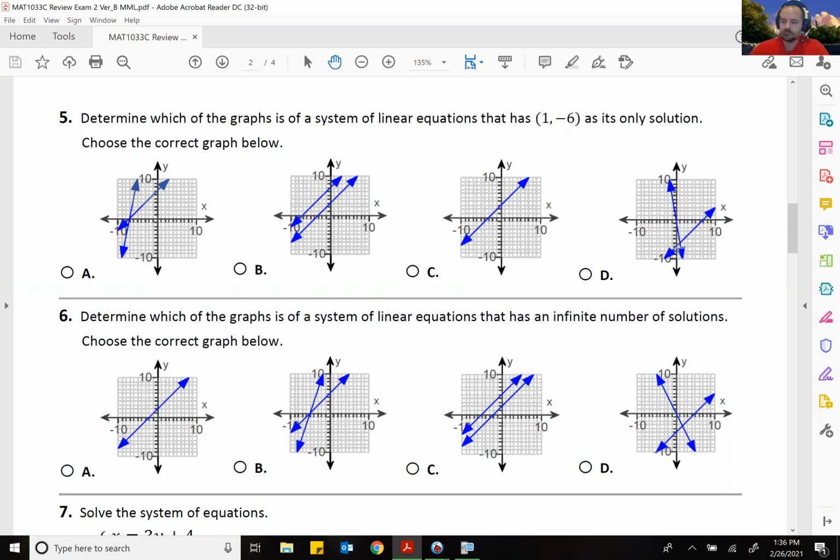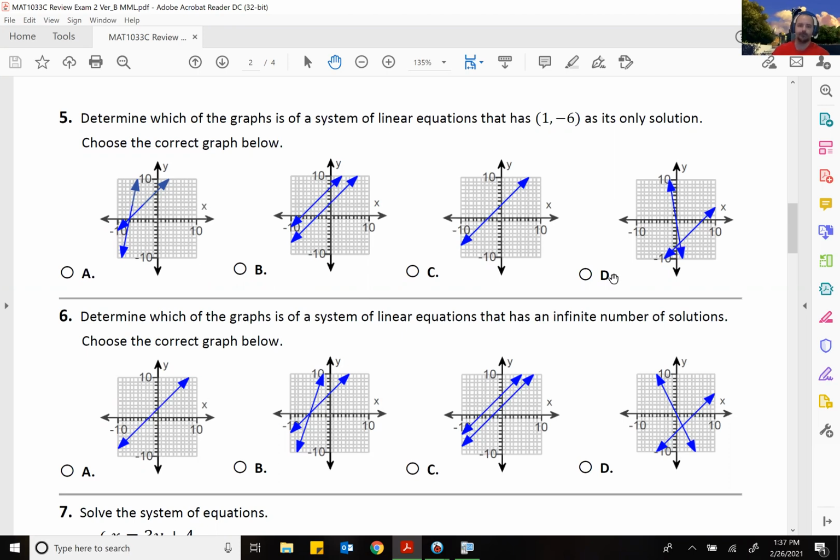Number 6, which one of these shows the infinite solution? A, B, C, or D? A. A, good job. So the infinite solution, when you graph it, it looks like 1 line graphed. Any questions about 4, 5, and 6?